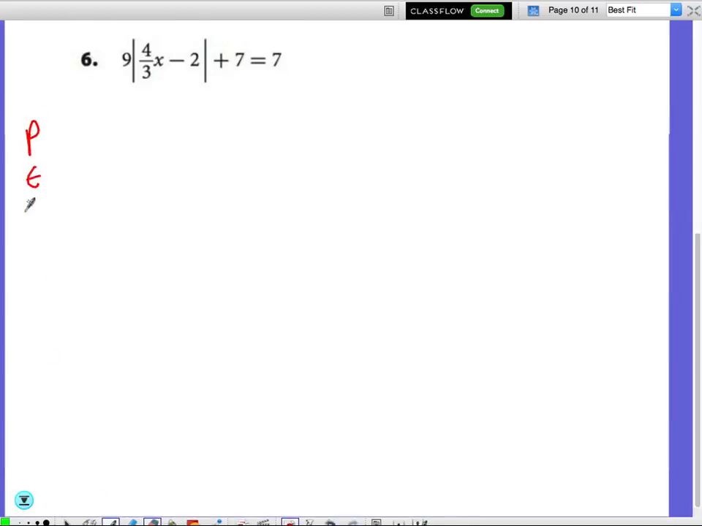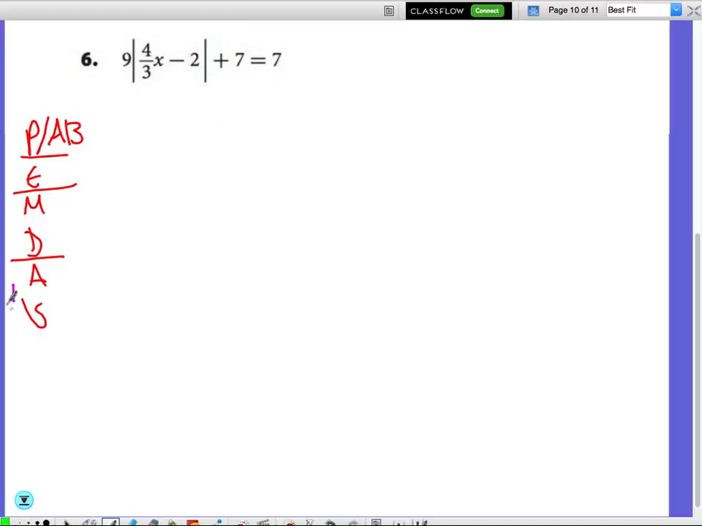So, again, let's use reverse PEMDAS. And don't forget to include absolute value with parentheses. So, again, first step is to isolate the absolute value. We want to get rid of that 9, we want to get rid of that 7, and move it to the other side. We're going to do that using reverse PEMDAS.